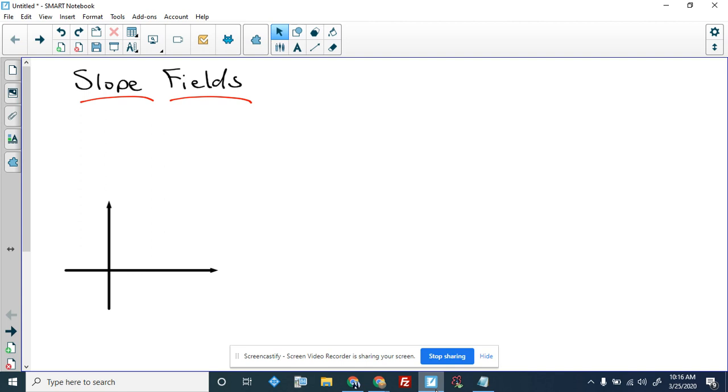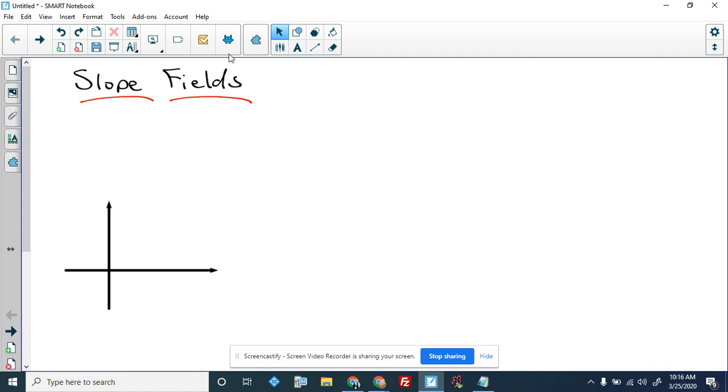All right. Moving along here, we're going to do slope fields today. Slope fields are kind of an interesting topic. We probably could have done this before we solved differential equations. In fact, a lot of textbooks do. We decided to go in reverse order. So what is a slope field?